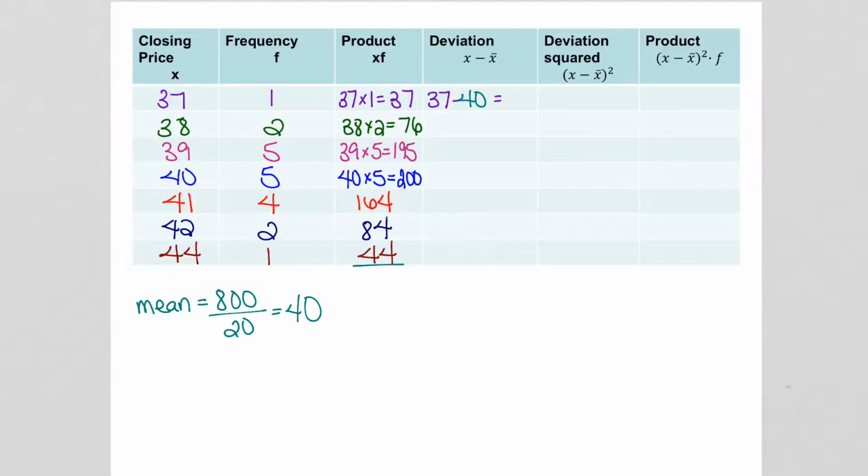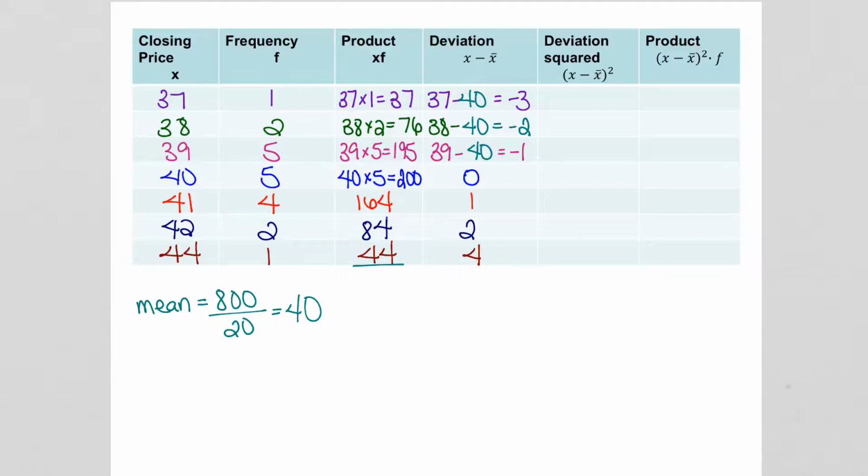37 minus 40 is negative 3. 38 minus 40 is negative 2. Then 39 minus 40 is negative 1. And so forth. So 40 minus 40 is just 0. 41 minus 40 is 1. 42 minus 40 is 2. And 44 minus 40 is 4.